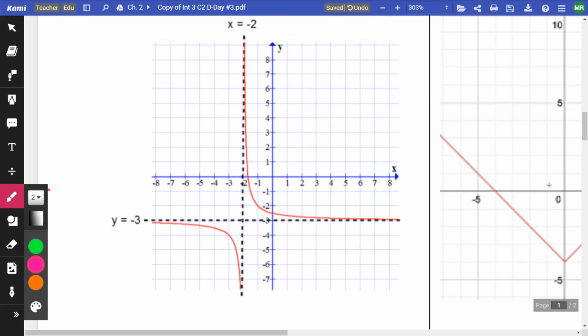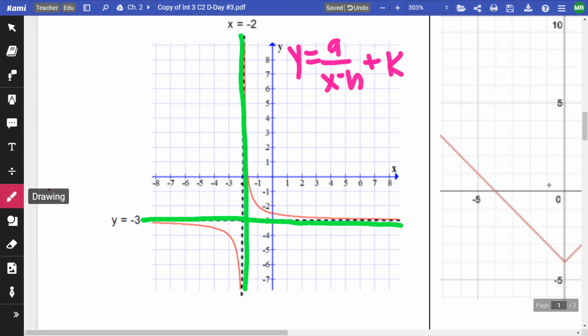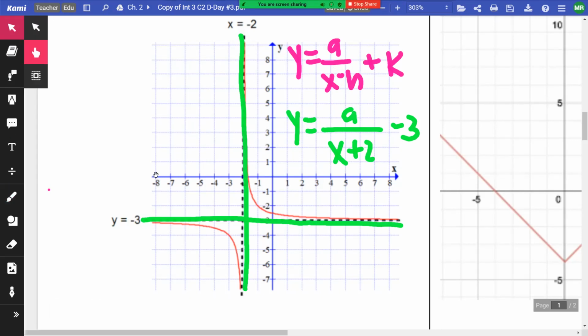So this is a reciprocal function. So this is going to be y equal A over x minus h plus k. And so the two things you want to find is your vertical asymptote, which is at x equal -2, and your horizontal asymptote, which is at y equal -3. So those are going to be your h and your k. So I'm going to go y is equal to A over x plus 2 because of the -2, and then -3.